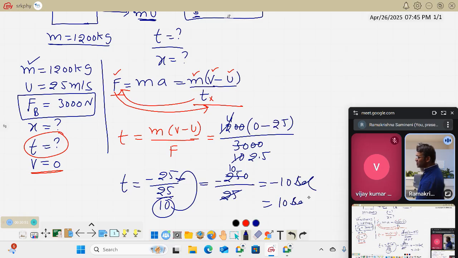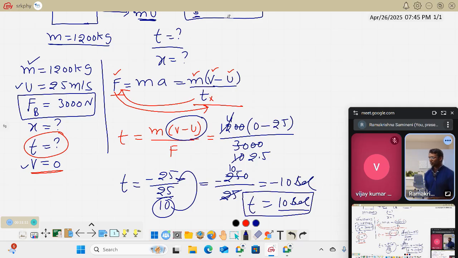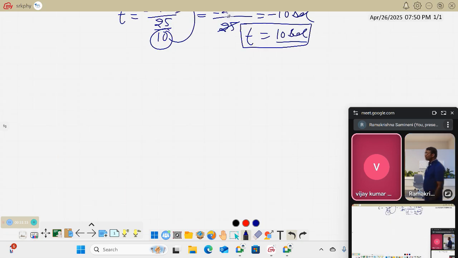What does this minus actually indicate? Because the car is decelerating, the initial velocity becomes 0 and the velocity is decreasing, that's why the acceleration is negative. So this gives the negative acceleration concept. That's why you got the minus. Time is never negative, so you take the answer as t equal to 10 seconds only. This is the first question. And what is the next question?